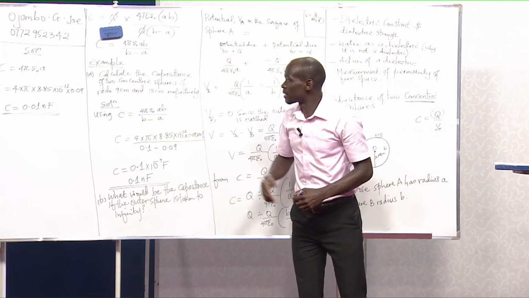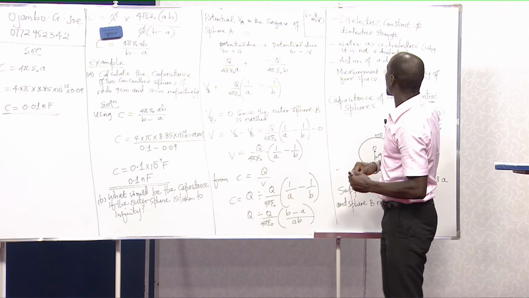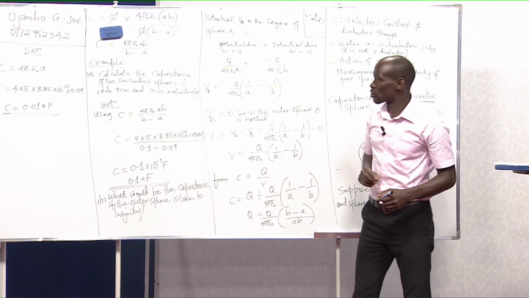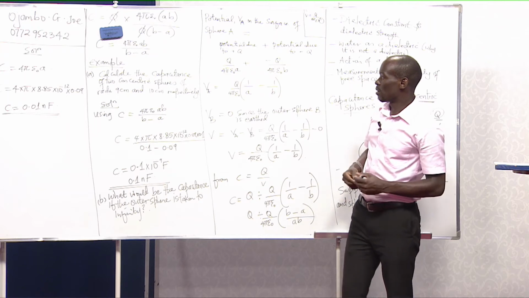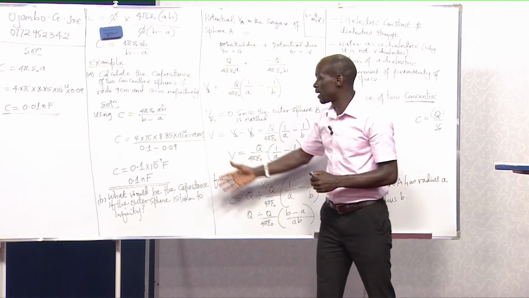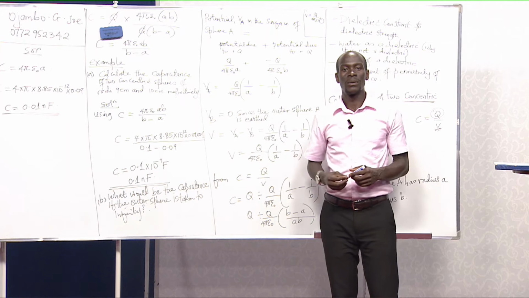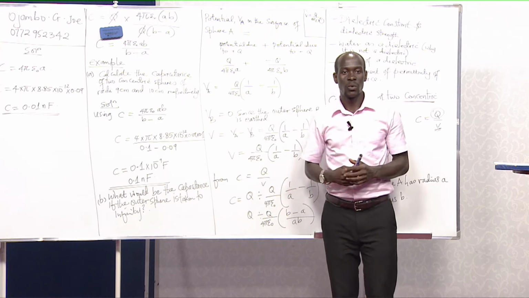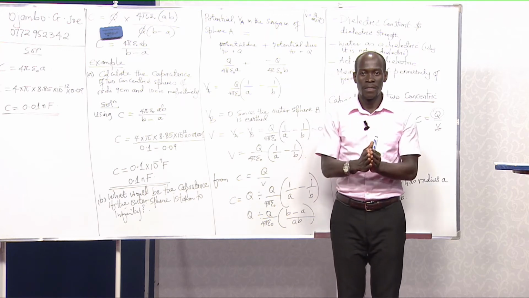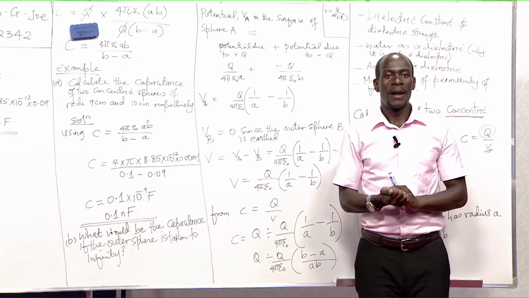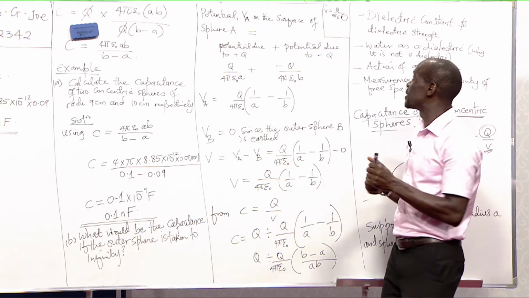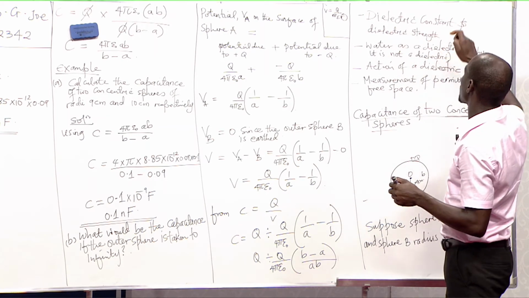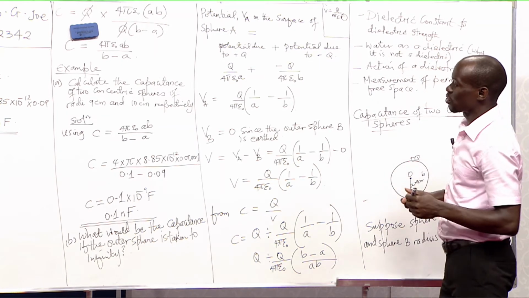So that is basically what we wanted to look at in one of our first objectives. So we've been able to get the expression for the capacitance of the concentric spheres and also gone ahead to look at an example and compared with the case when there is only one sphere. Now that takes us to our next objective, and that was, we said we would be able to look at the dielectric constant and then also talk about the dielectric strength.